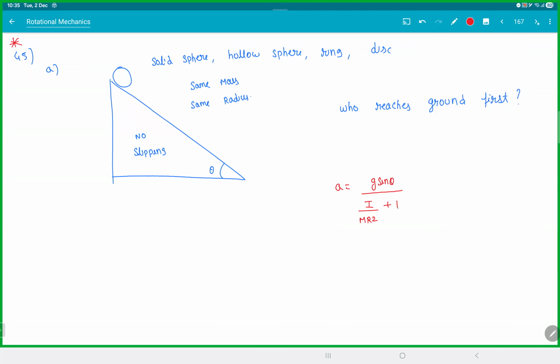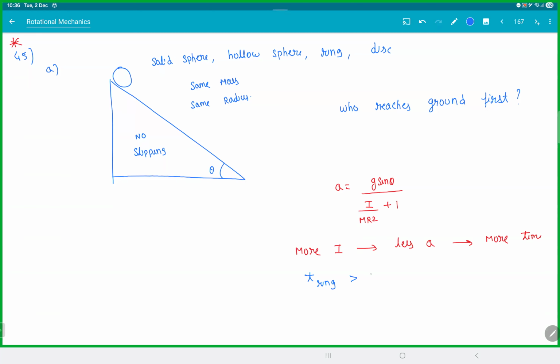So now you can clearly see here, whoever has more I will give you less acceleration. If you have less acceleration, you'll get more time. So you'll go slower, isn't it? So it is clear. Out of all, who has the maximum moment of inertia? The ring. So the time taken for the ring is the maximum.